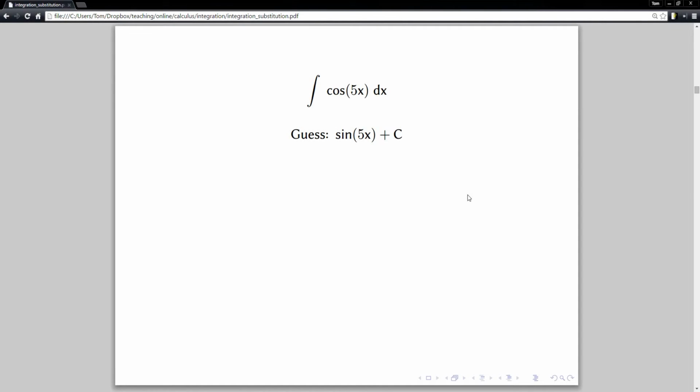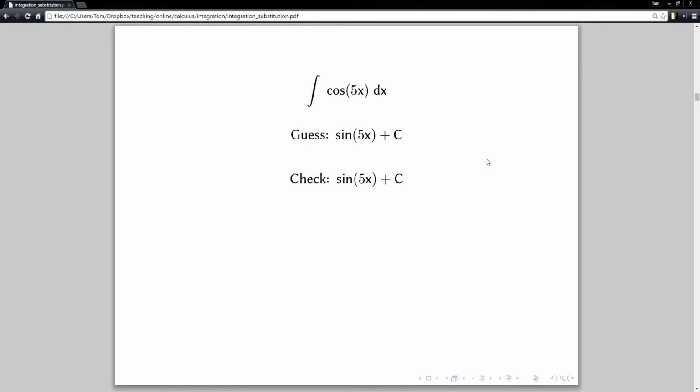It's going to turn out that, because of the chain rule, it's going to make things slightly more complicated than just putting 5x in for x there. But that's what my guess is going to be. And that's not a bad guess, but we need to check that guess. If this is a correct guess as to this antiderivative, or integral, when I take the derivative of sine of 5x plus c, I should wind up with cosine of 5x.